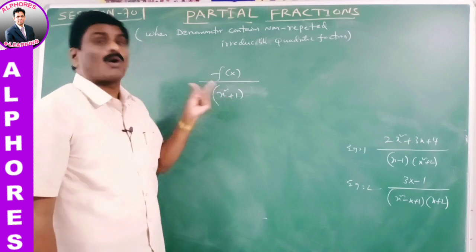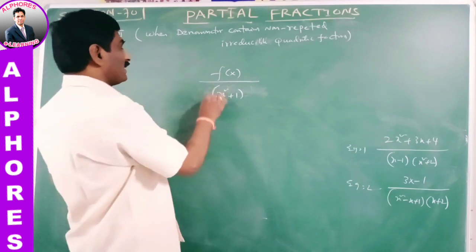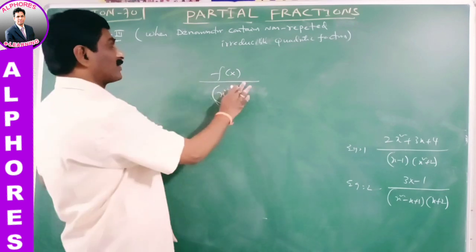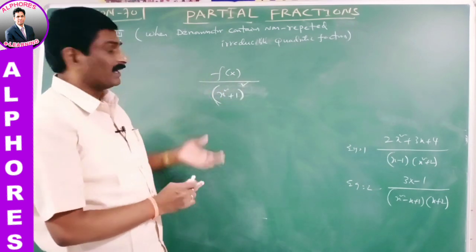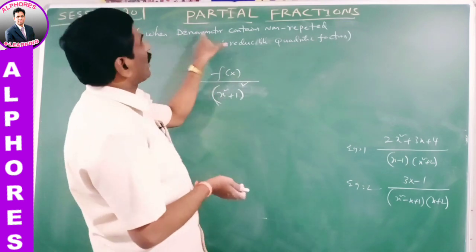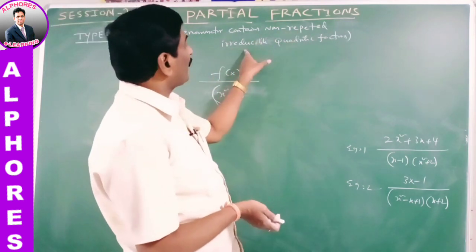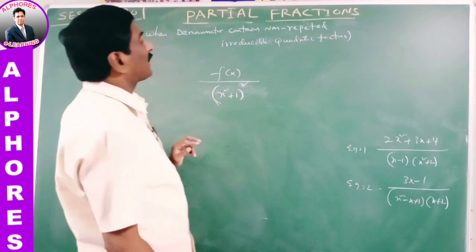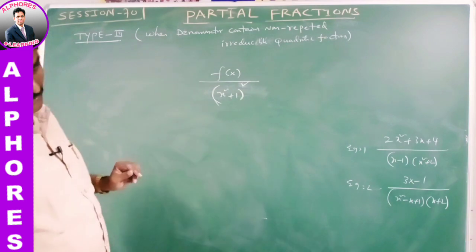So, it is said to be an irreducible quadratic. And at the same time, x square plus 1 whole power 1 means it is non-repeated. Suppose the problem is x square plus 1 whole square. The irreducible quadratic is repeated 2 times. Here, when the denominator contains non-repeated irreducible quadratic factors, please observe these values and note this.